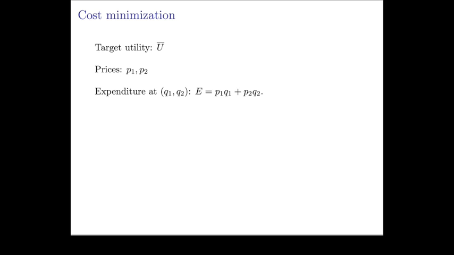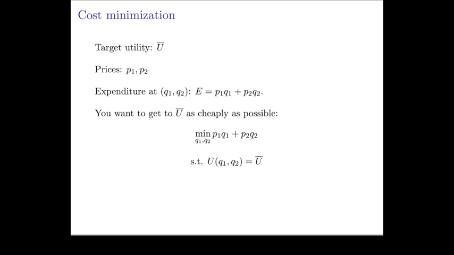So your expenditure then, if you buy the bundle Q1, Q2, is P1 times Q1 plus P2 times Q2. So how much money do you spend on good 1? Well, if you buy Q1 units of it, and each unit costs P1, altogether you're spending P1 times Q1 dollars on good 1. Similarly, you're spending P2 times Q2 dollars on good 2. So altogether you're spending P1 Q1 plus P2 Q2 on the two goods, on the bundle Q1 Q2. So your expenditure is the sum of P1 Q1 and P2 Q2.